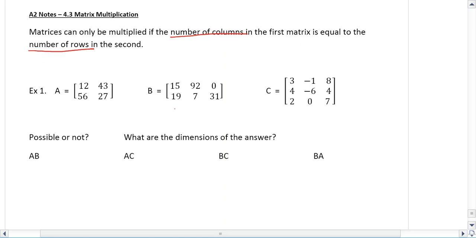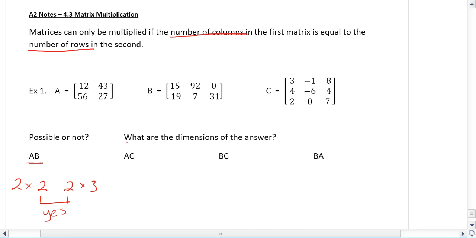We have three matrices here, A, B, and C, and we're going to determine if these products are possible. So is it possible to multiply A times B? Well, we need to look at the dimensions of the matrix. A is a 2 by 2, B is a 2 by 3, and the number of columns is this number in A, the number of rows is this number in B. So if these two middle numbers are the same, then yes, it is possible to multiply A times B.